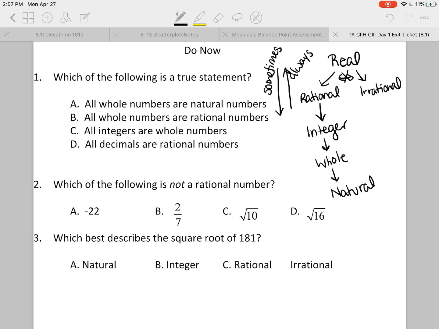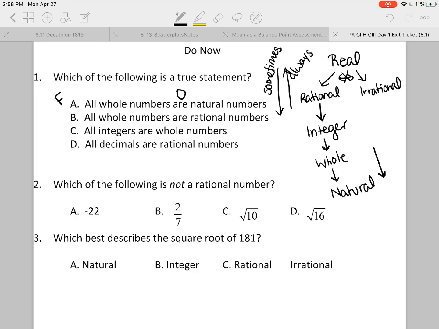So let's look here. A, all whole numbers are natural numbers. So we're going from whole to natural. That's down. It should say sometimes, but it says all. So this is false. The number 0 is an example of a whole number that is not also natural.